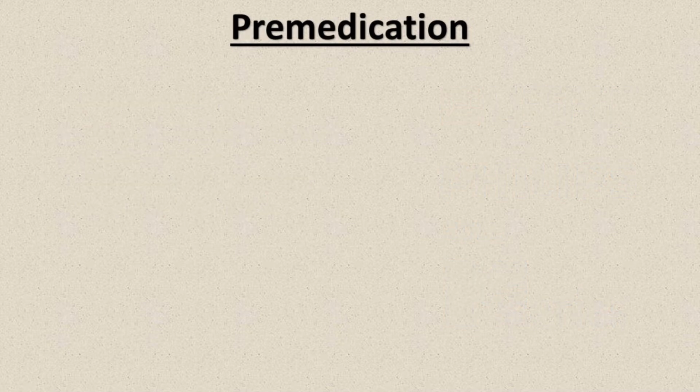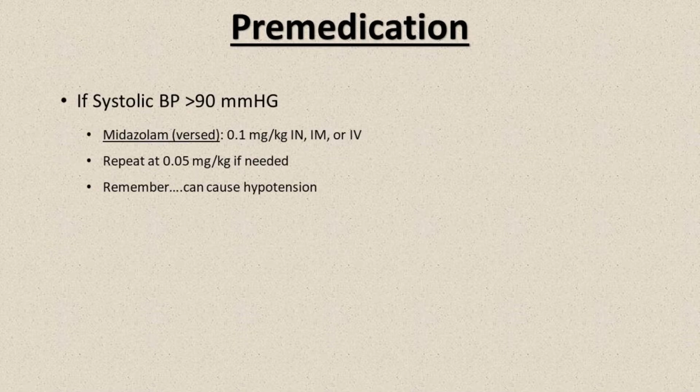A topic that often gets discussed during transcutaneous pacing is premedication. While we do not want to delay electrical therapy, we do want to make sure that our patient is as comfortable as possible during the procedure. If your patient has a systolic blood pressure above 90, per protocol consider giving midazolam 0.1 milligrams per kilogram IN, IM, or IV. Midazolam can be repeated every 5 minutes after that at a dose of 0.05 milligrams per kilogram. Remember that with midazolam, or Versed as many of us know it, it may cause hypotension. An option if using midazolam is to begin pacing and then give the medication once the vitals have hopefully improved.